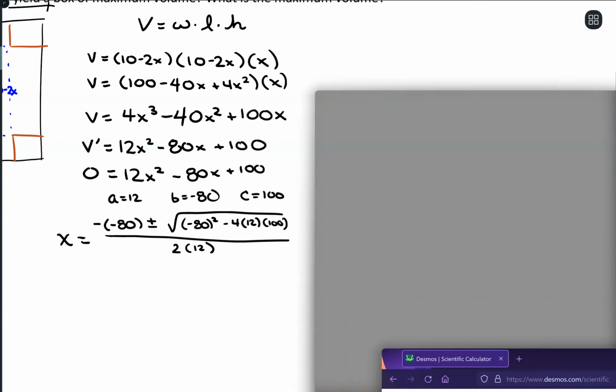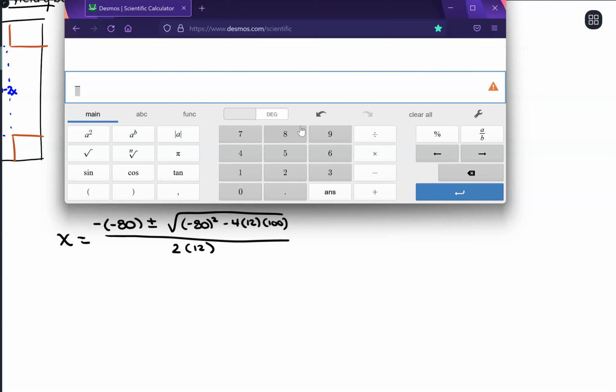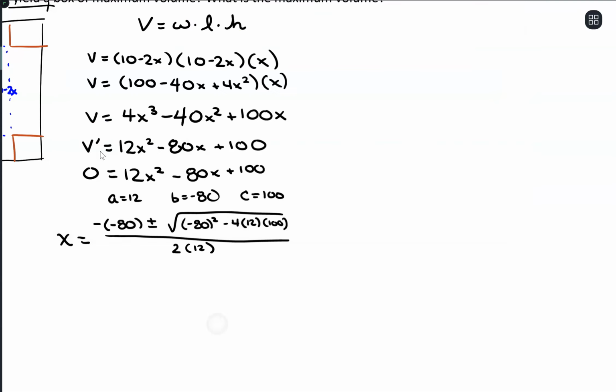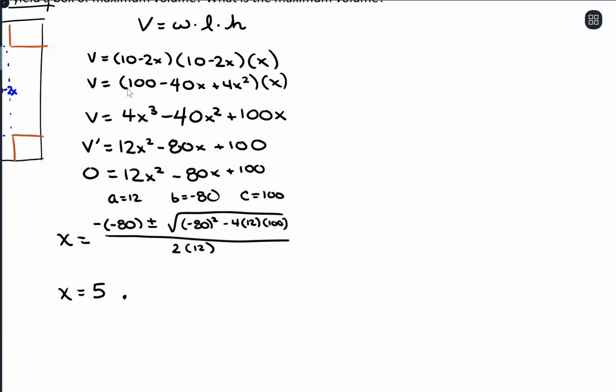Let me get my calculator on the screen here. So we're going to have a numerator and denominator. Let's start with addition: 80 plus the square root of 80 squared minus 4 times 12 times 100, all over 24. So we get a positive 5 as an answer. And then the other answer would come from if we do subtraction, which is 1 2/3, so let's do 1.67.